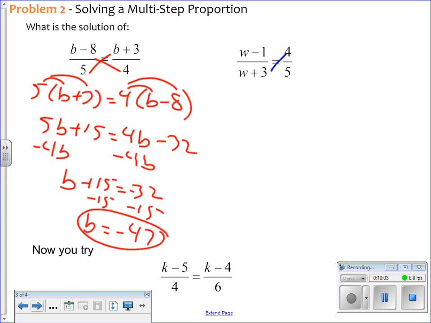Okay, 4 times W plus 3 equals 5 times W plus 1. Cross product. Works every time. And now you simplify and solve. We've done these types of equations before. Yes? That's negative 1. So the negative 1, thank you very much.